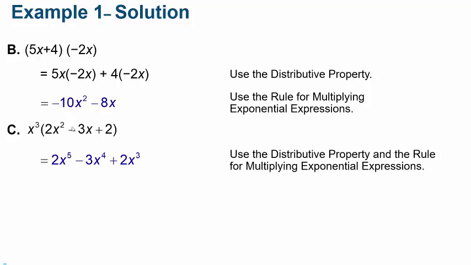Here, you're going to distribute the x cubed, right? So remember, when you multiply here, you add the exponents. So x cubed times 2x squared gets me 2x to the 5th. X cubed times minus 3x, that gets me minus 3x to the 4th. And then x cubed times 2, that gets me 2x cubed right there.